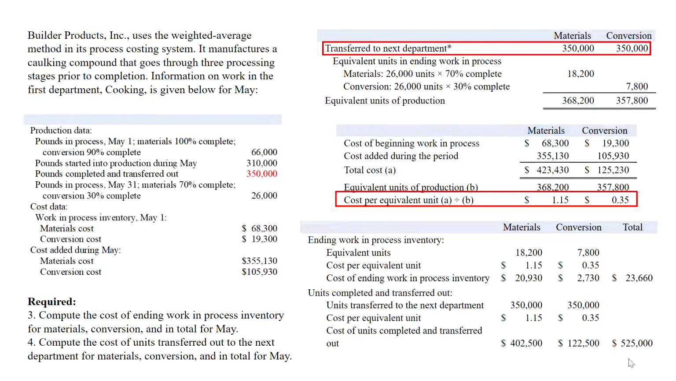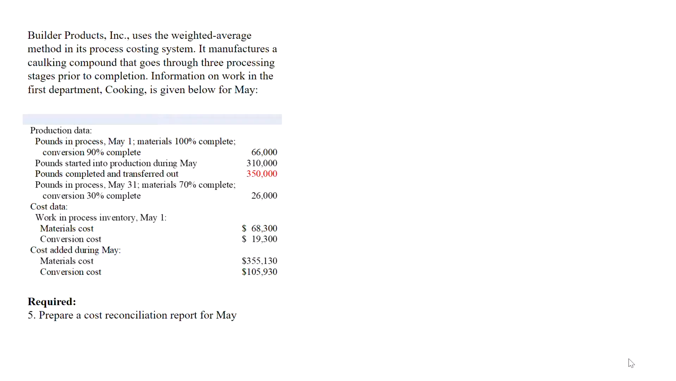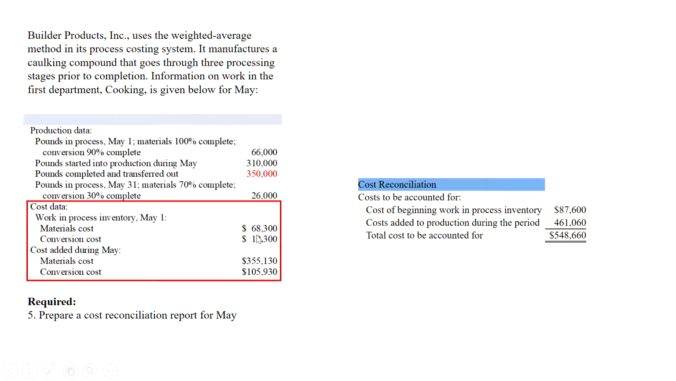Now, a good fifth step is to reconcile this information to our beginning cost data. And the reason why I say that that's good is if you made a mistake somewhere with your calculation, you might not recognize it until you do the reconciliation to go, whoops, I don't know where I went wrong, but I know I went wrong somewhere. So the cost reconciliation, we're going to start with all the costs we started with. That in our beginning work in process inventory plus that which we added in. So I just summarized and added together the material and conversion costs in beginning inventory to get a total cost in beginning work in process inventory of 87,600.